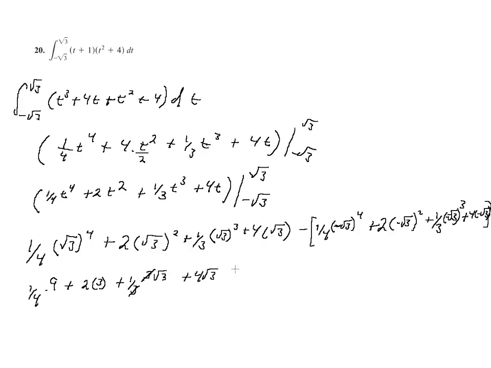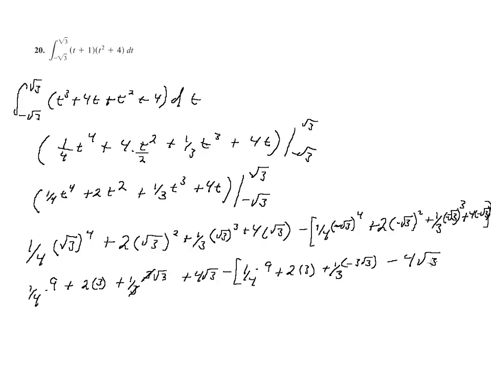So we have 1/4, negative root 3 to the 4th is the same thing as positive root 3 to the 4th, it's just 9. And then plus 2 times negative root 3 squared is just positive 3. And then we'll have plus 1/3, and then negative root 3 to the 3rd is negative 3 root 3. Put some parentheses around that. And then minus 4, negative root 3 times 4 is negative 4 times root 3.